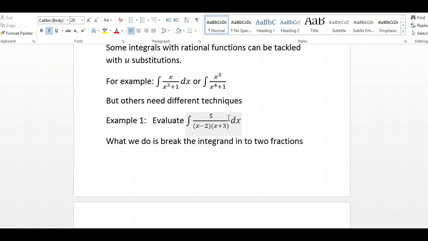Now can I use U-substitution here? Well, if I call this u, then because it has an x squared thing, the derivative is 2x, but there is no 2x here at all, not even a single x, just a number. So you see that the U-substitution method will not work here. Then what we are going to do is break this integrand into two fractions. And such breaking is called partial fractions.